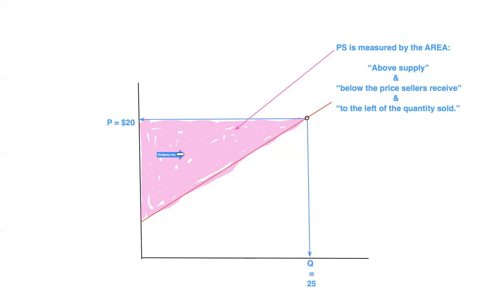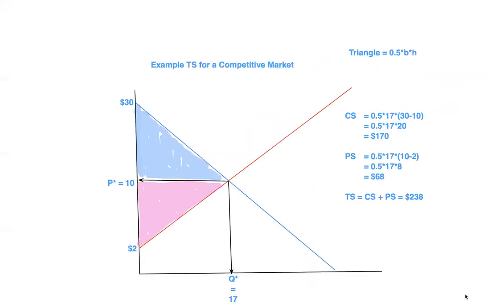And don't be fooled, because lots of times it's not a triangle, but it always is above the supply curve, below the price, and to the left of the quantity. And if you have those three things, the area that you're describing might not be a triangle. So just be careful. So here's an example of total surplus for a competitive equilibrium. And notice we have our two triangles. We have consumer surplus and we have producer surplus. And this is the reason why this is one of the first examples that people see. And so they get it stuck that, oh, they're supposed to be triangles. And you'll see in a moment, they're not.